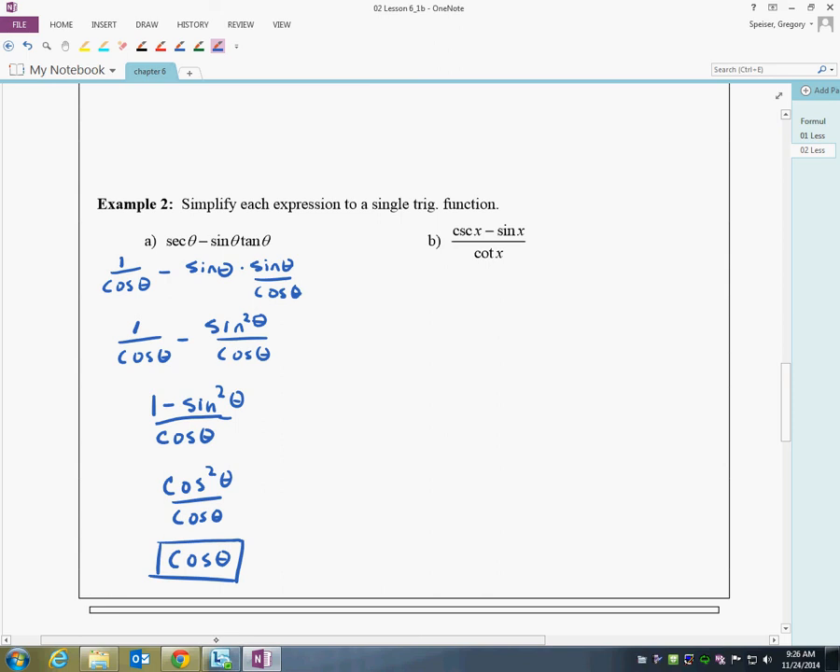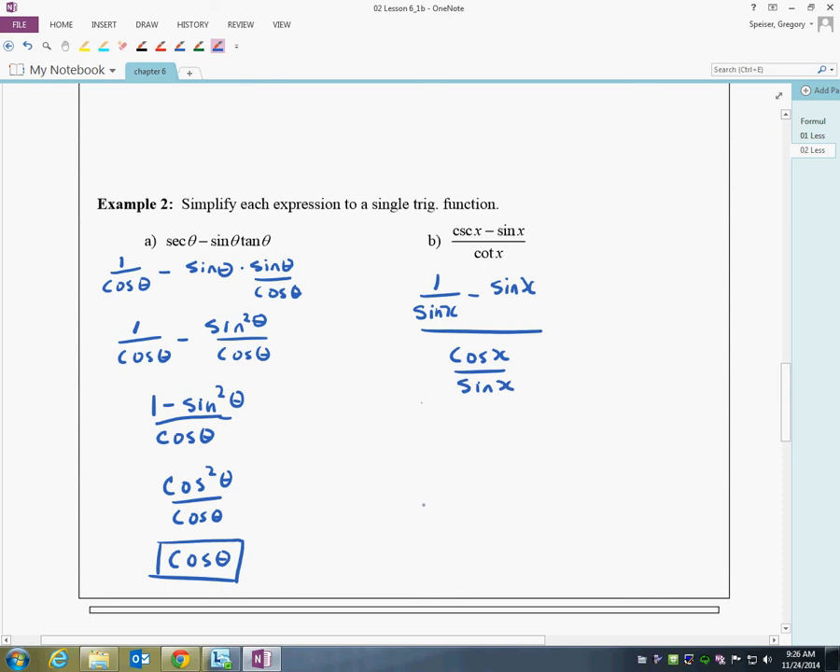There we go. All right, one more example here. I have the cosecant minus sine all over cotan. Let's use that same method and put everything in terms of sine and cos. So cosecant is the same thing as 1 over the sine of x, minus the sine of x, all over, now cotan is equal to the cos of x over the sine of x.